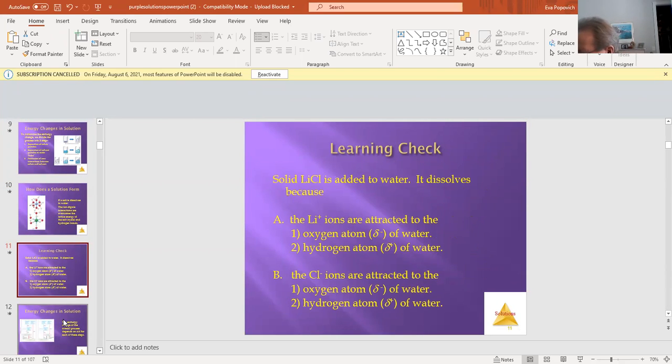So, Gianna, yes. Gianna, thank you. Solid lithium chloride is added to water. It dissolves because the lithium atoms are attracted to the oxygen of the water or the hydrogen atom of the water. Which?